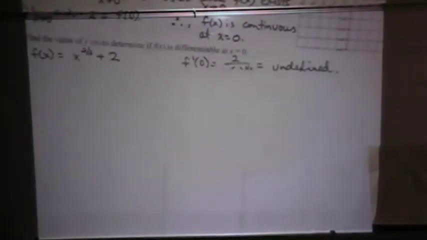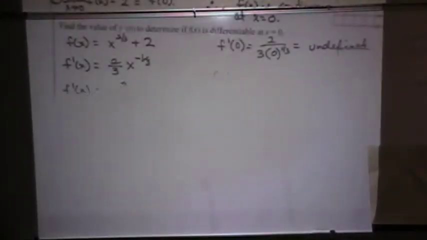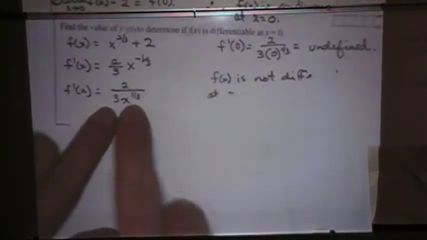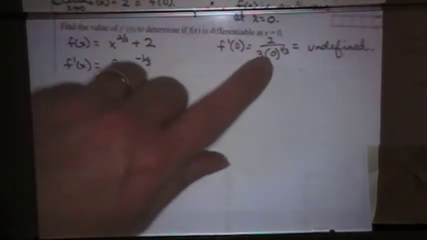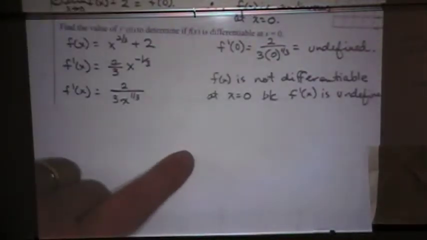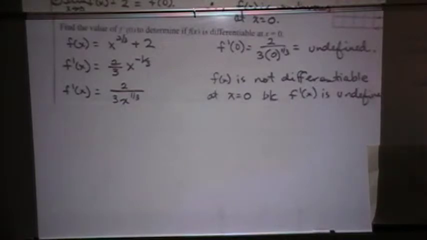So now we're going to find the derivative. Another easy derivative because we just get to use the power rule. So it's 2/3 x to the negative 1/3. And then if you want to write that correctly, put your x on the bottom and make it a positive 1/3. Plugging in 0, it is undefined. f of x is not differentiable at x equals 0 because the derivative of f of x is undefined.